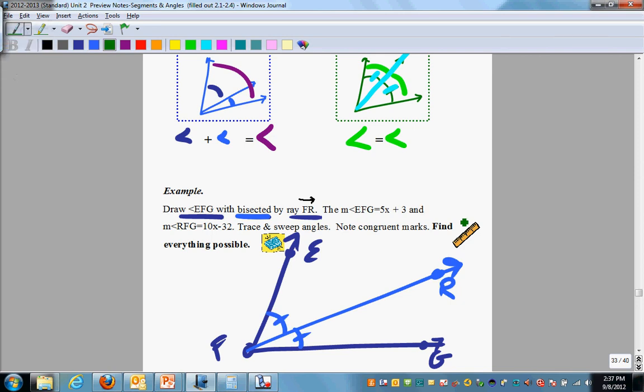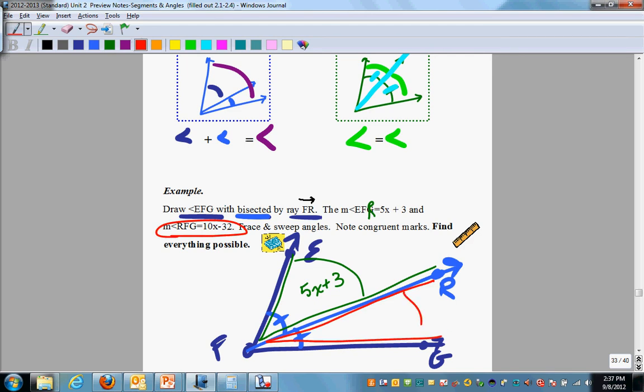Now we are told that angle EFR, trace and sweep, is 5x plus 3. And then we have angle RFG is 10x minus 32. Find everything possible. The key to this is this word right here, bisect, which makes things congruent.